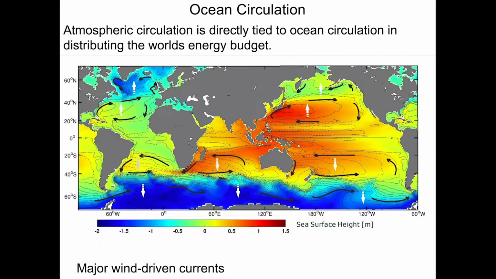Starting at the surface, we can see that atmospheric circulation is directly tied to ocean circulation in distributing the world's energy budget. When the wind blows, the water moves, essentially. So we can see in this image a plot of the major wind-driven currents around the world. These currents are forced or pushed directly by the atmosphere.